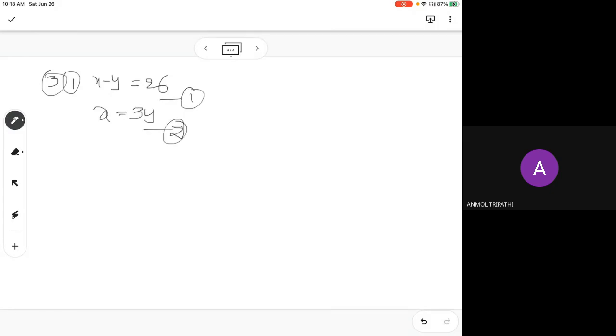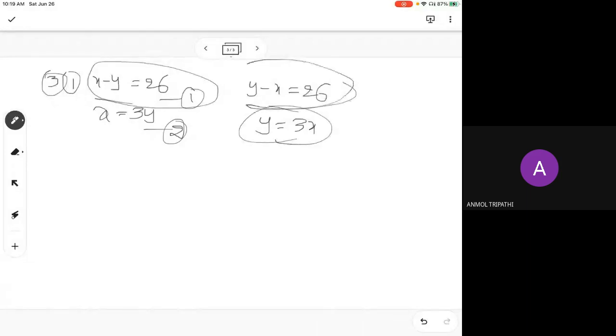Some of the students will get confused. If I take this equation as y minus x is equal to 26, then the second equation we are going to get is y equal to 3x. So be careful with these two situations. Why? Because in the first situation, the larger number is x in the first equation, and coming to the second situation, the larger number is y. So that's why we are going to get different second equations.